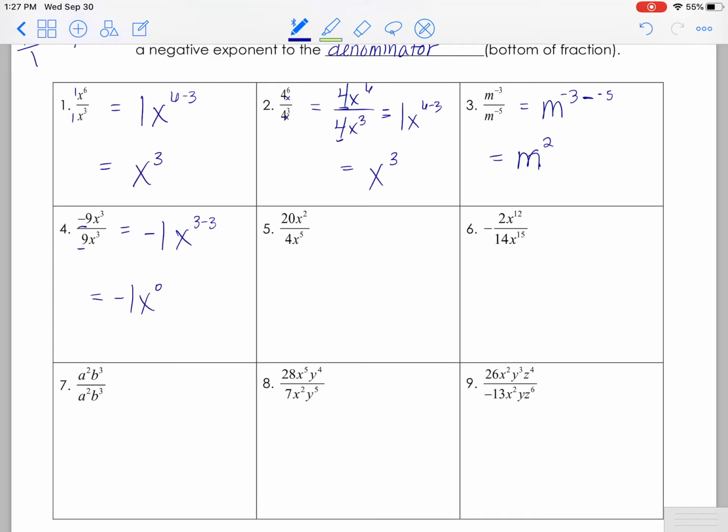Now anytime we have anything raised to the 0 power, if you remember this from before, anything raised to the 0 power is the same thing as saying 1. So we don't actually write that anymore. So it's negative 1 times 1. So your final answer is negative 1. So anything to the 0 power is 1.